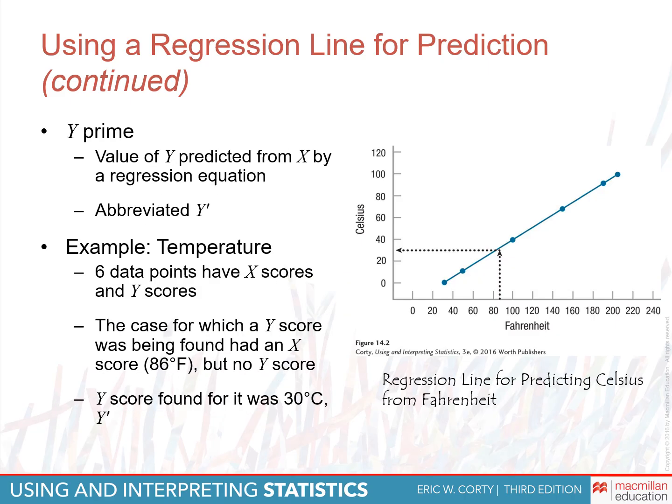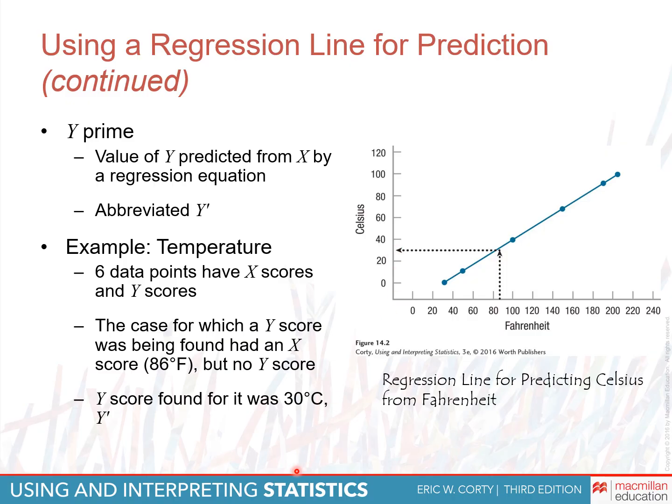All right, so if we look at our graph here, the regression line for predicting Celsius from Fahrenheit, we would be trying to calculate something called y prime. And y prime is the value of y that we get from x based on a regression equation that we would come up with. In this example, our value for x, which was in degrees Fahrenheit, was 86, and that corresponds to about 30 degrees Celsius. So that's what y prime would be here, that 30 degrees Celsius.